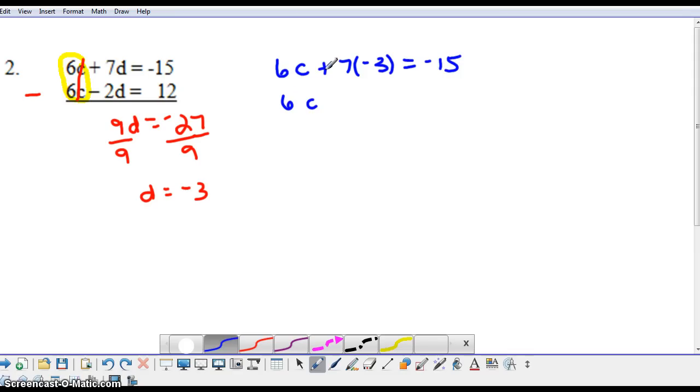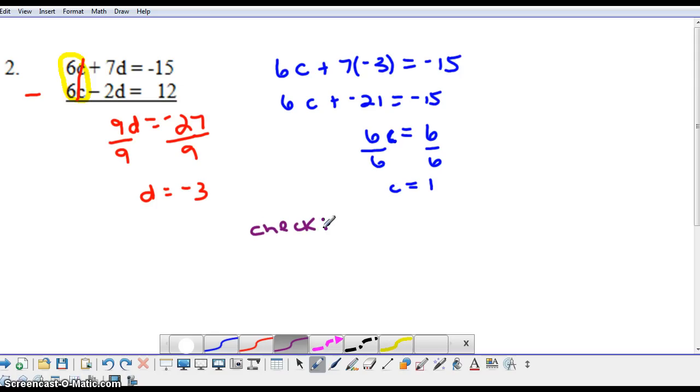And so simplifying here, we have negative 21. And then we'll add 21 to both sides, so we'd have 6c equals 6. Be very careful of your positive and negative signs when you're working with adding and subtracting positive and negative numbers. And then dividing both sides by 6, we get that c is 1. Once again, we're going to check by substituting into the other equation.